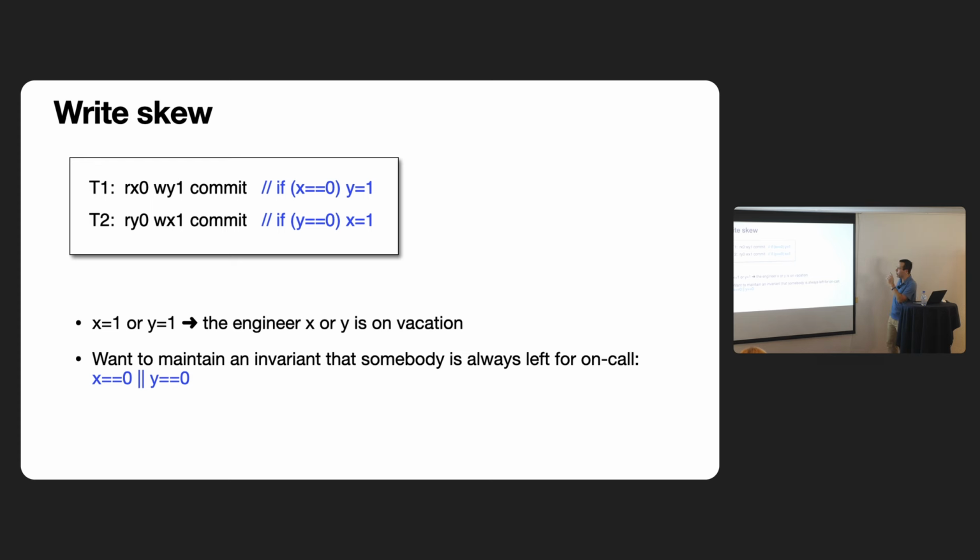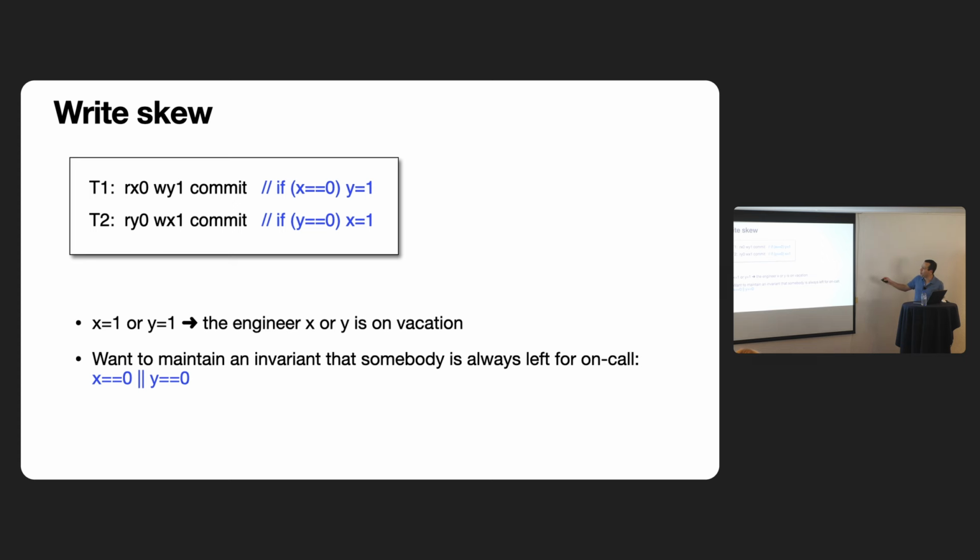So here's an example. There are some operations, they arise from this code. To make it a bit more fun, you may think of X and Y as Boolean variables that represent whether a given engineer in your software development org is on vacation or not. And what you want is that somebody is always left on call. So when something breaks down, this guy will get woken up in the middle of the night. So the invariant is: X is zero means the engineer is available. If X is one, that means engineer X is on vacation. So I want to maintain an invariant that either X is zero or Y is zero, right?